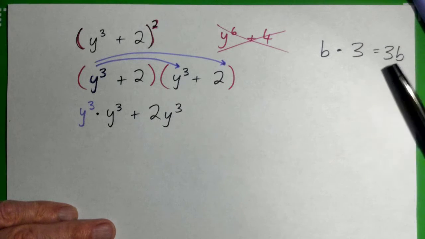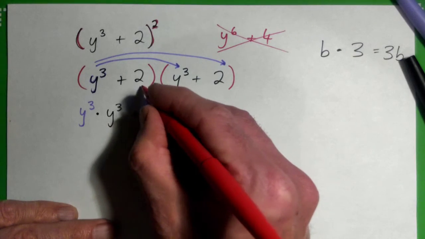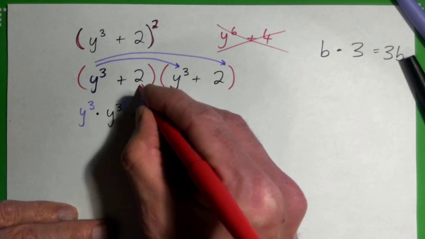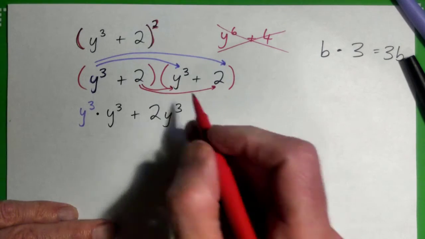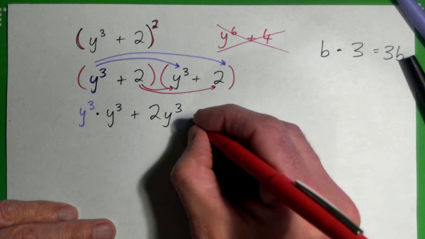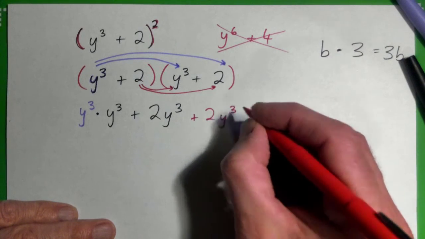So y cubed times 2 is just 2y cubed. Right? So then we multiply these guys. 2 times y cubed and then 2 times 2. So what does that give us? What's 2 times y cubed? 2y cubed. Good. Plus 2y cubed. And then 2 times 2? 4.